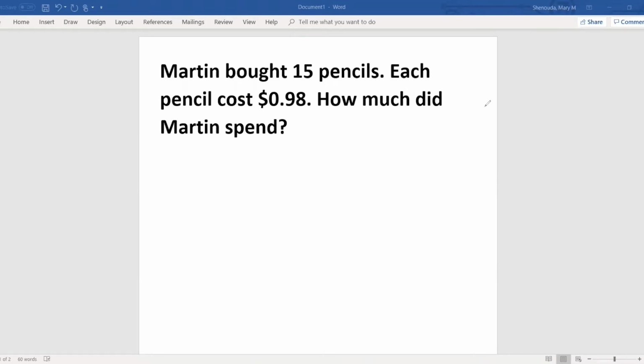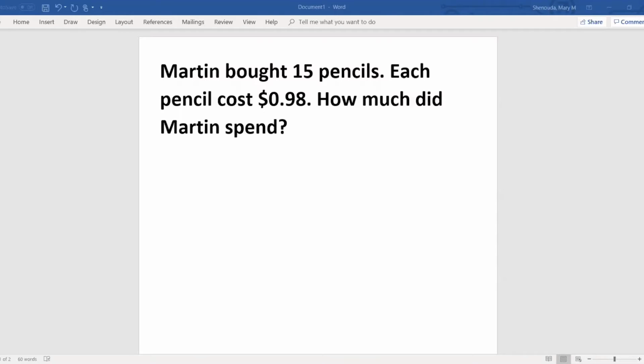Hello there. In today's video, we're going to talk about multiplying decimals with whole numbers. The two examples we have in this video are both word problems. Let's start by reading the first one together. Martin bought 15 pencils. Each pencil cost 98 cents. How much did Martin spend?